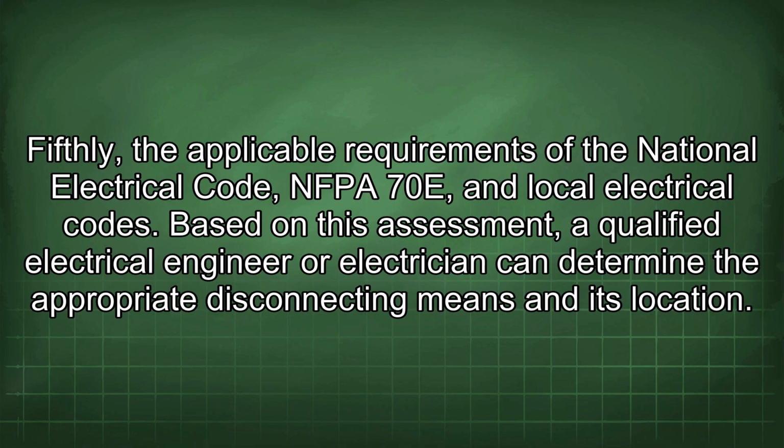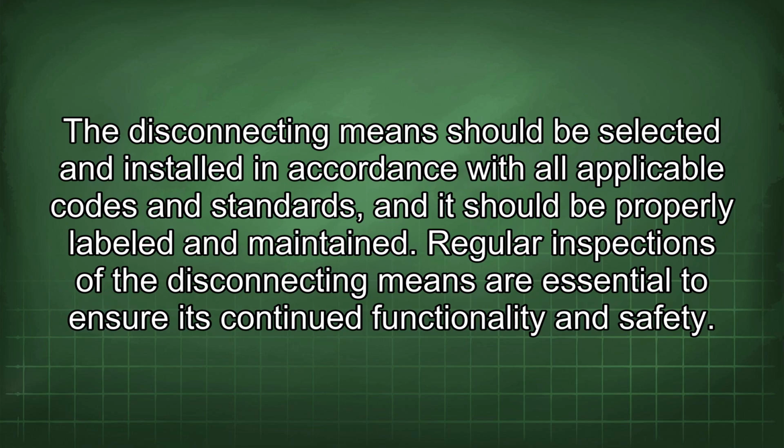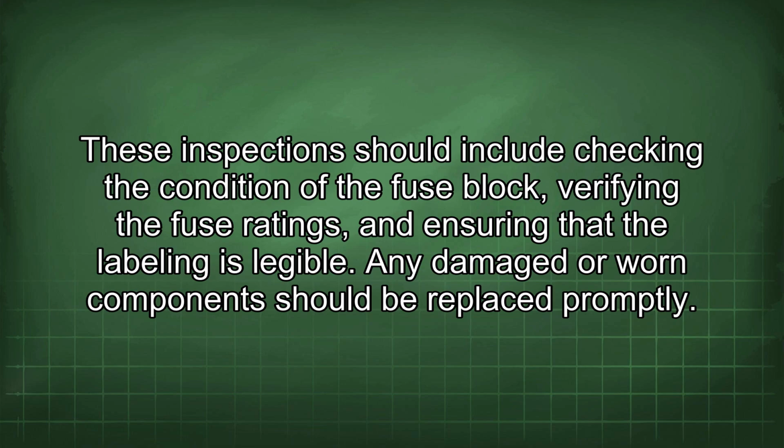Based on this assessment, a qualified electrical engineer or electrician can determine the appropriate disconnecting means and its location. The disconnecting means should be selected and installed in accordance with all applicable codes and standards, and it should be properly labeled and maintained. Regular inspections of the disconnecting means are essential to ensure its continued functionality and safety. These inspections should include checking the condition of the fuse block, verifying the fuse ratings, and ensuring that the labeling is legible. Any damaged or worn component should be replaced promptly.